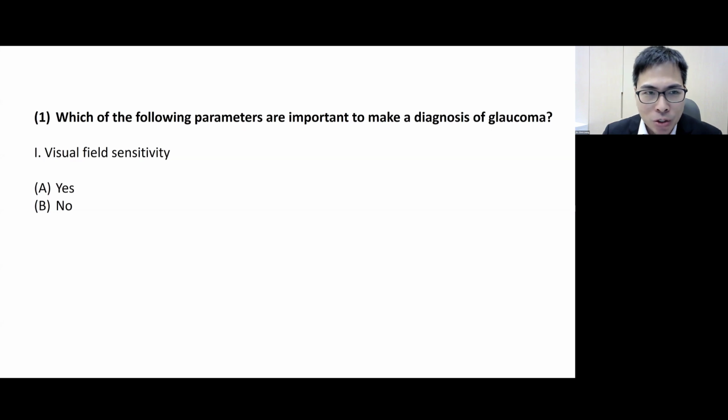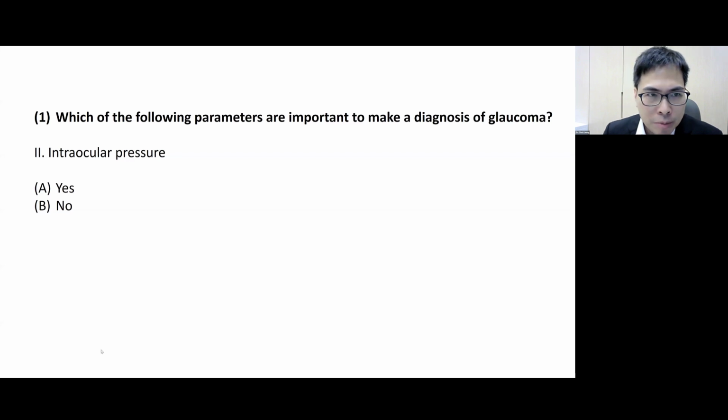Okay, so let's go to the next question. I will come back to that in the presentation. So, is intraocular pressure important to make a diagnosis of glaucoma? Yes or no? All right, so we have 75% of our participants believe intraocular pressure is important to make a diagnosis of glaucoma.